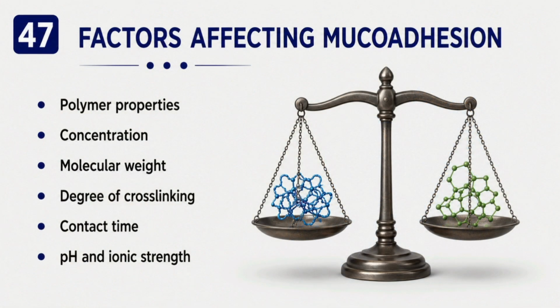Factors affecting mucoadhesion. Several factors affect mucoadhesion here. The polymer properties are important. Polymer concentration matters, and the molecular weight can influence the chain interactions and the degree of cross-linking, which change the mobility and the swelling here. The contact time is important. The environmental pH and ionic strength can also influence the polymer behavior here.